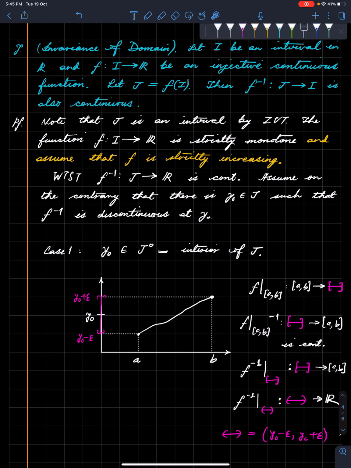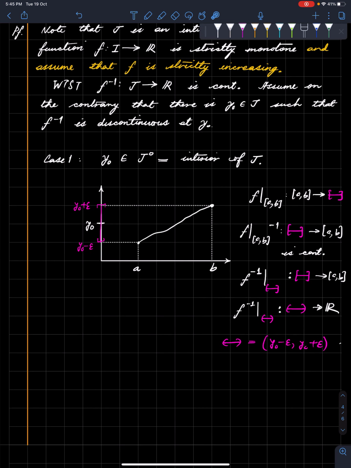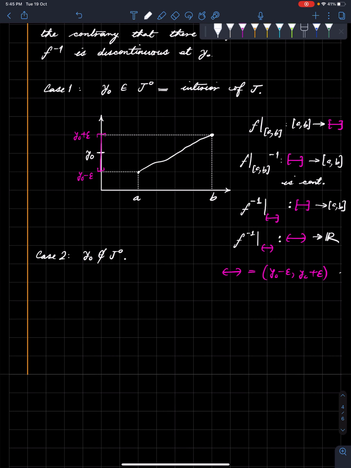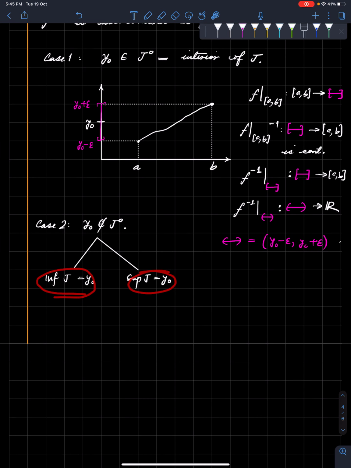So I hope I did not confuse anyone with all this argument. And case 2 is exactly similar. Case 2 is y0 does not belong to the interior of J. What does this mean? This means that y0 is an endpoint of J. So this has two further cases. One is that the infimum of J is y0, and the other is that the supremum of J is y0. Just convince yourself that these are the only two possibilities because J is an interval. If you have a point which is not in the interior, then one of these two must happen.